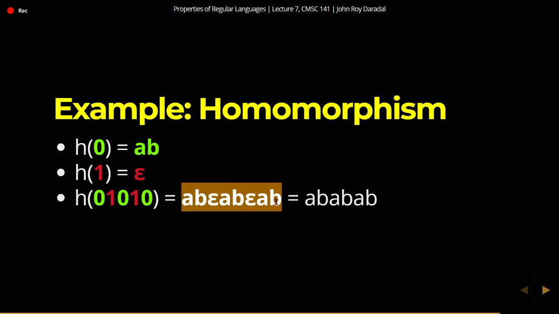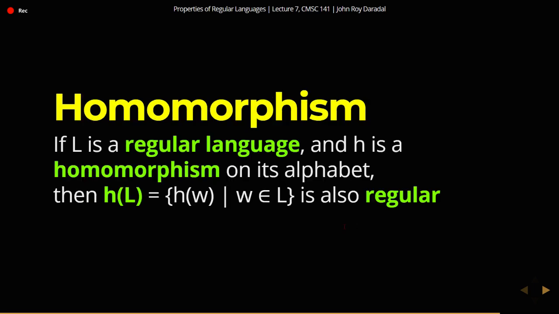So if we simplify this one, the homomorphism of 0, 1, 0, 1, 0 given this function here is AB, AB, AB. Okay, so homomorphism is just mapping basically. So if L is a regular language and H is a homomorphism on its alphabet, then the homomorphism on the language H of L, wherein it's a set of strings H(w), is also a regular language.